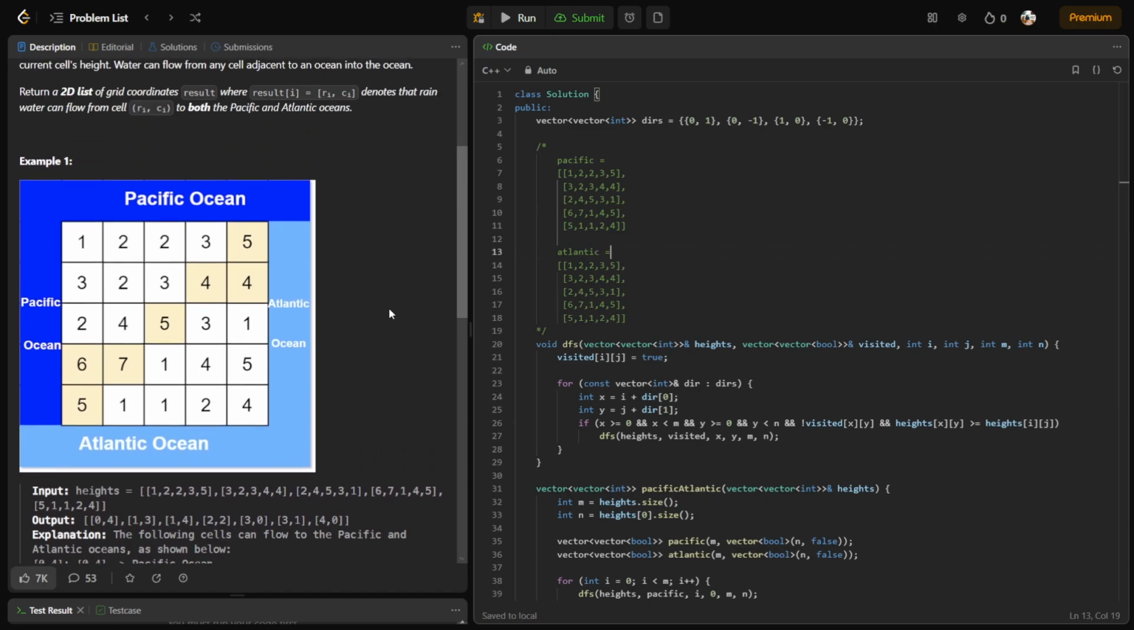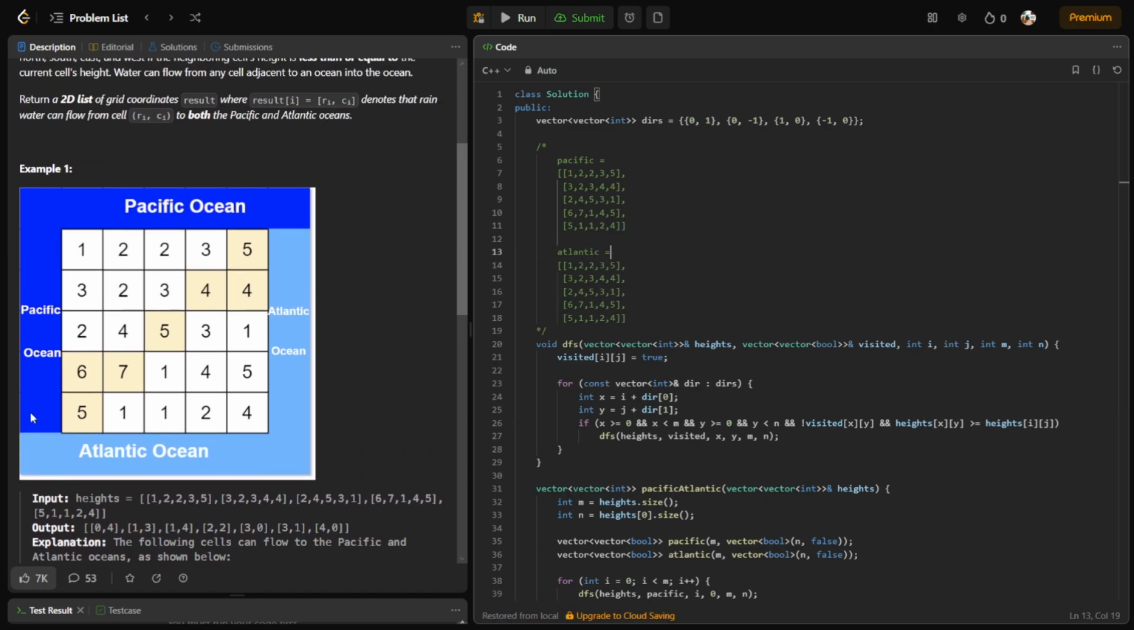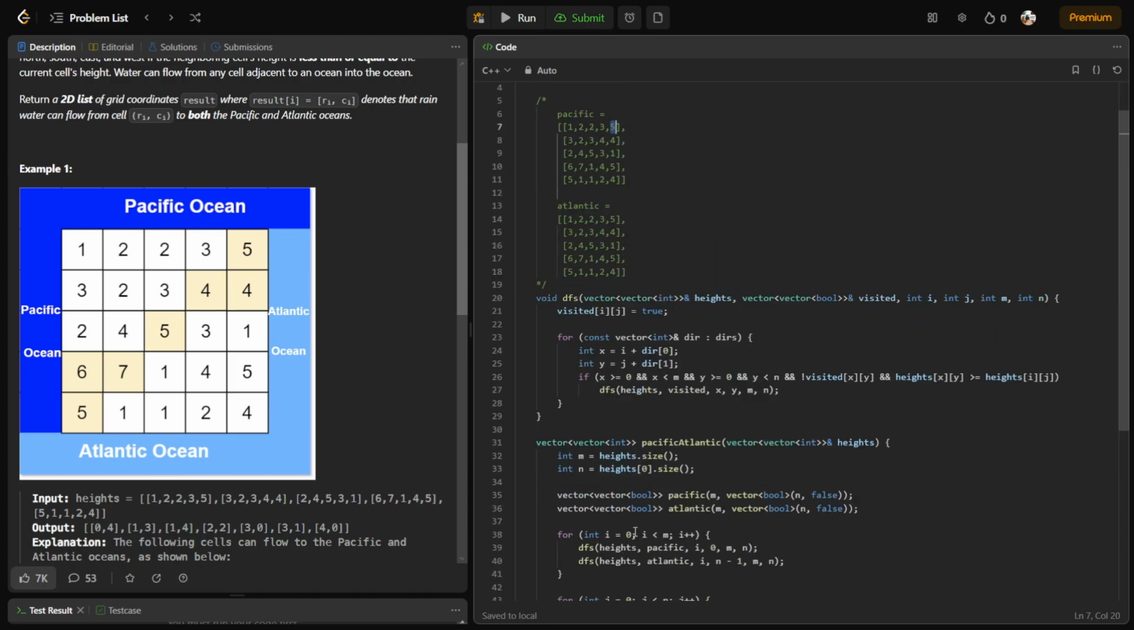Okay, so we know from the Pacific Ocean part, we will need to start from the edges and check from there, right? So in this case, let's say i is 0. So we will be starting from the left side for the Pacific, and for the Atlantic, it will be from the right side.